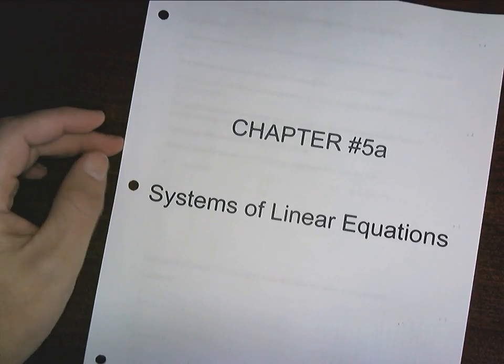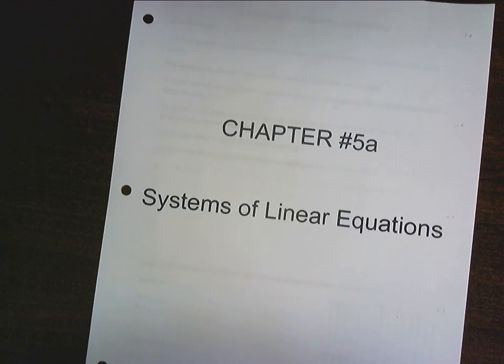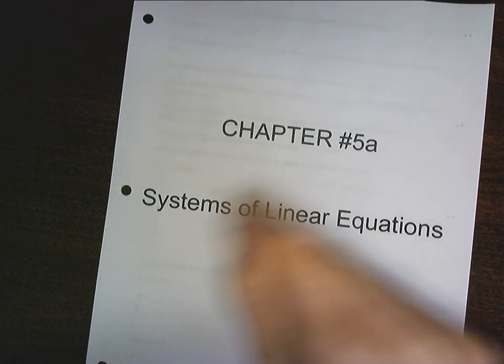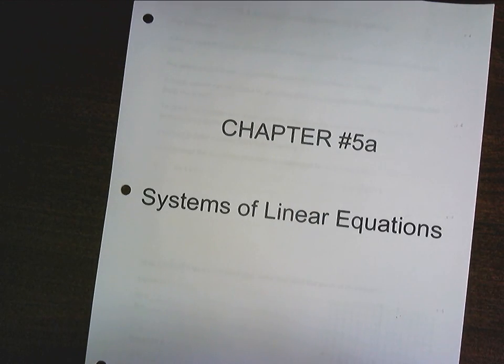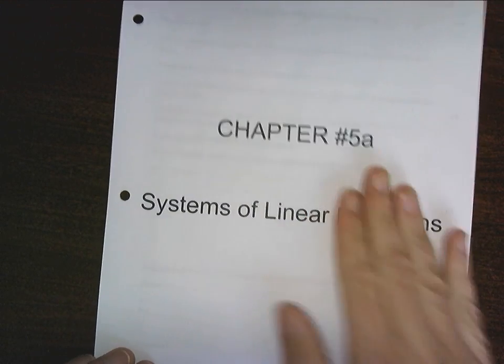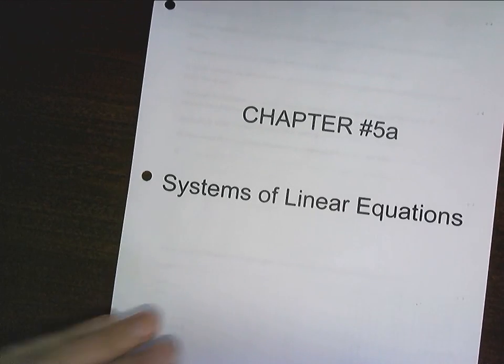Okay, a new unit. Well, actually, this unit is going to be added on to your last unit. So this is going to be added on to chapter 4. So this is chapter 5 in your textbook. And we're going to have a test on chapter 4 and chapter 5 combined next week. So we need to be ready for that. So moving on to systems of linear equations.